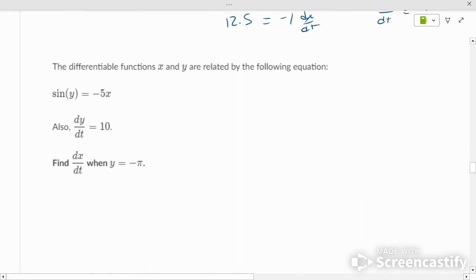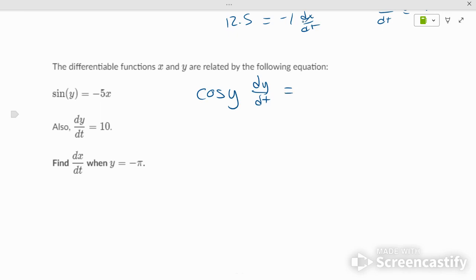Okay. What if we throw that at you? How do we take the derivative of sine of y with respect to t? Cosine of y dy/dt equals negative 5x, first derivative, negative 5 dx/dt.